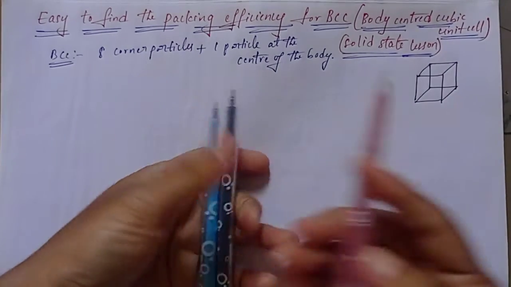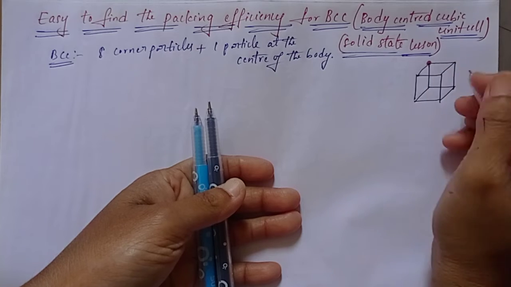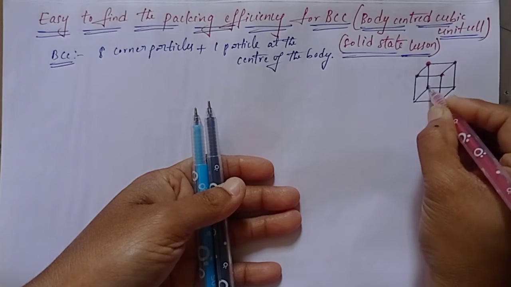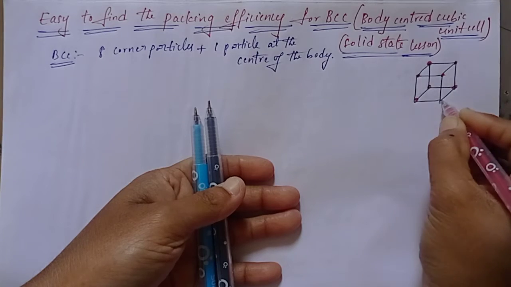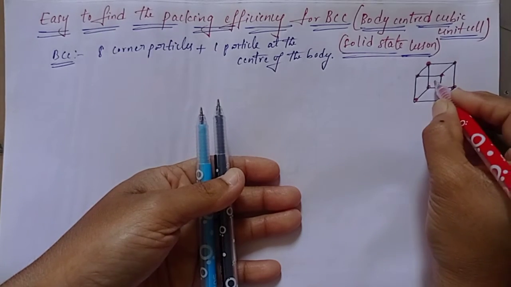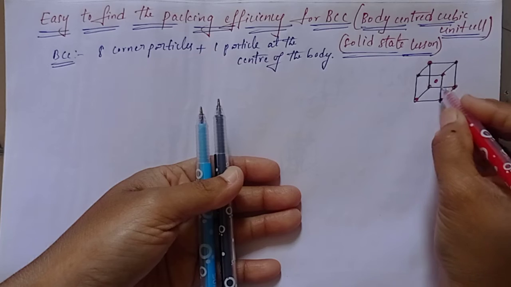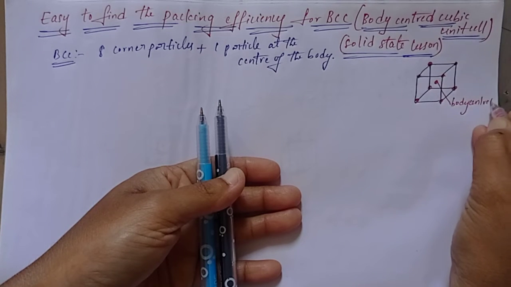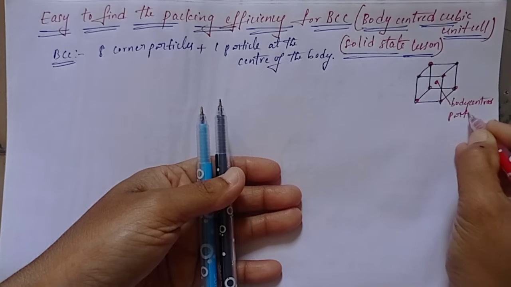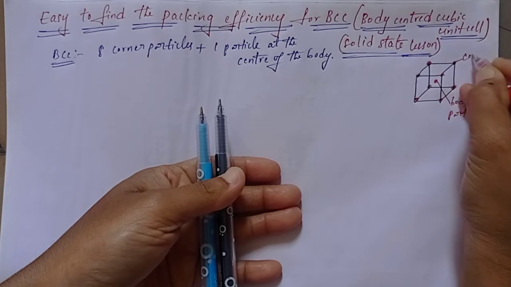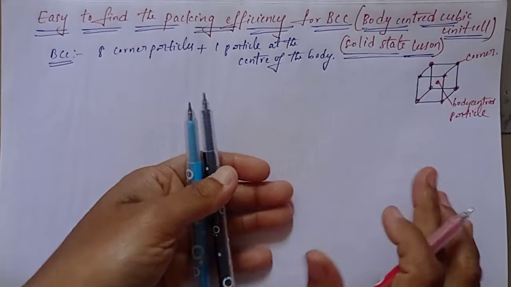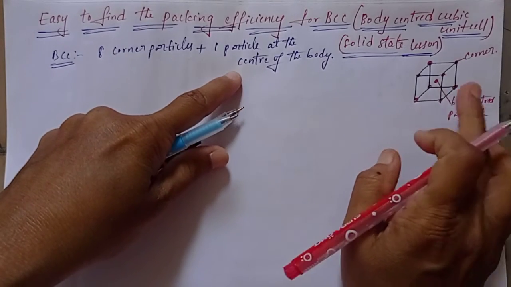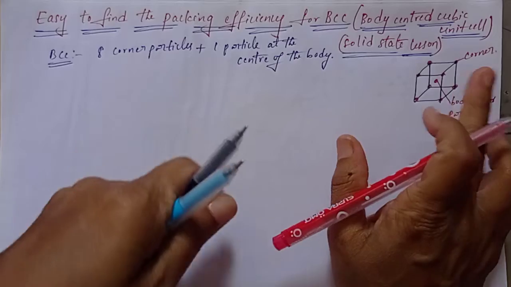Total 8 corner particles will be there: 1, 2, 3, 4, 5, 6, 7, 8, and there is one particle at the center of the body. So this is the body centered particle. Clear? Body centered particle, and this one is the corner particles. So total 8 corners, plus one particle is present at the center of the body. So that is the BCC.